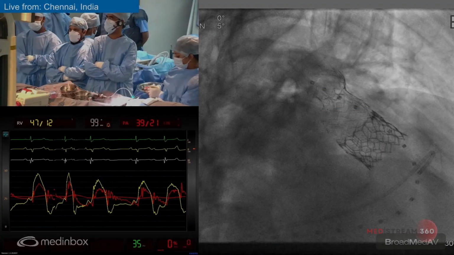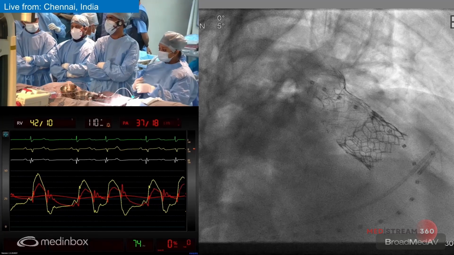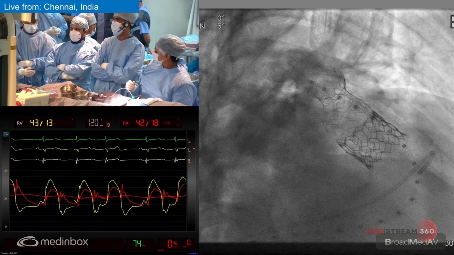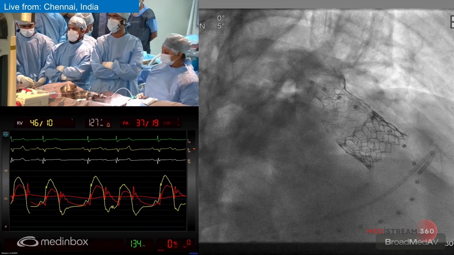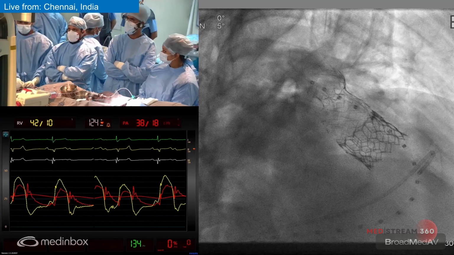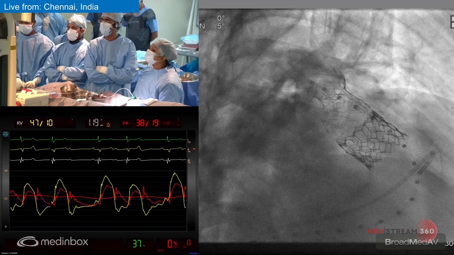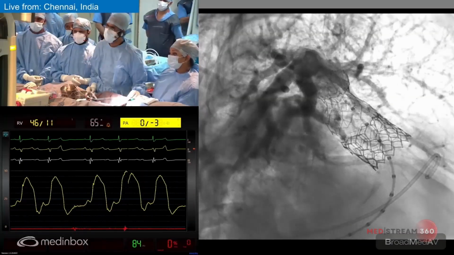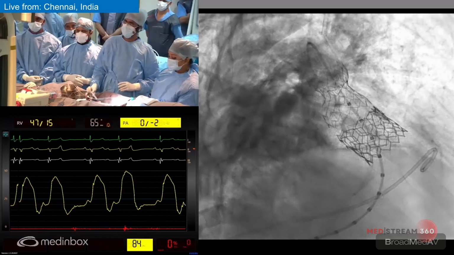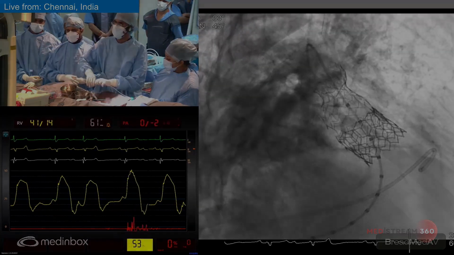There are a few ectopics. He's slightly having ventricular ectopics. He was having a trifascicular block before the procedure, and intermittently during the procedure he was having episodes of ventricular ectopics. But it was not causing any hemodynamic significance as such. We are observing it. Yeah. It shows that there is no pulmonary regurgitation.